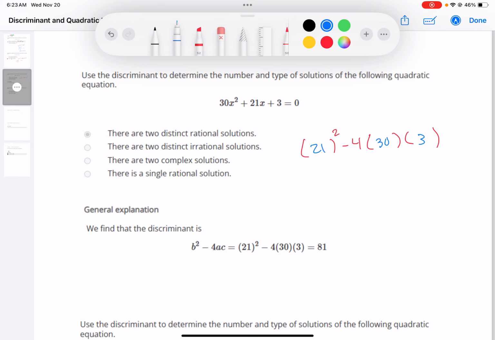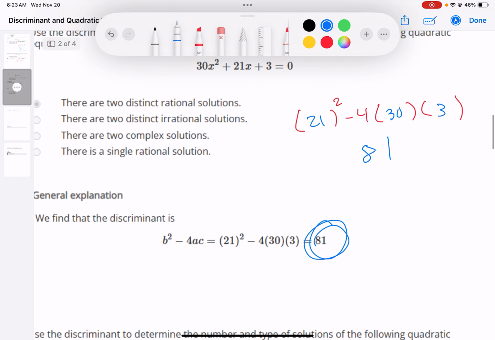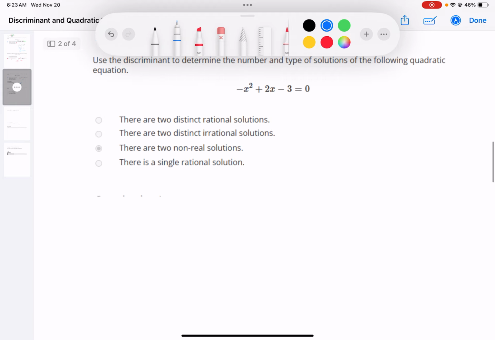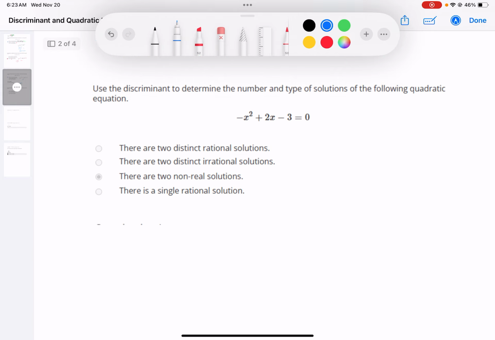So this gives me 81. And right here, I guess this one I included the work part of this. Okay, so I got two distinct rational numbers. Then lastly, let's do this one.